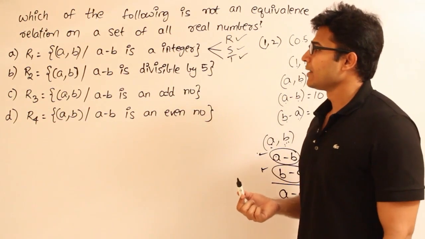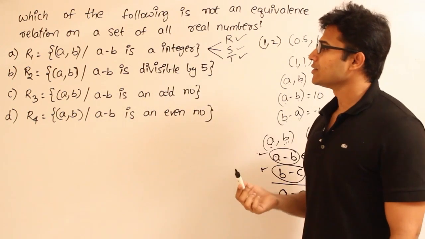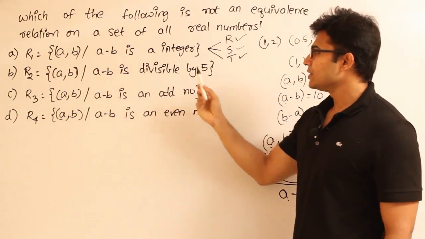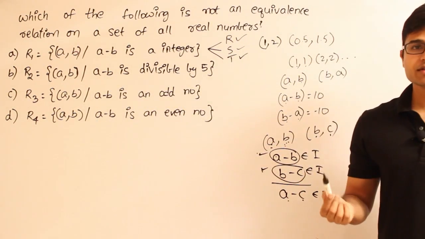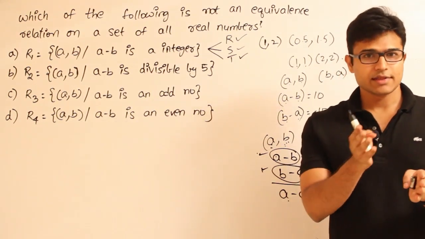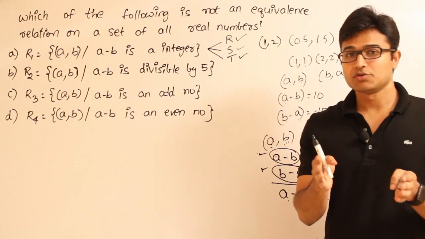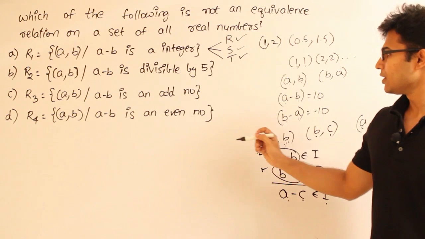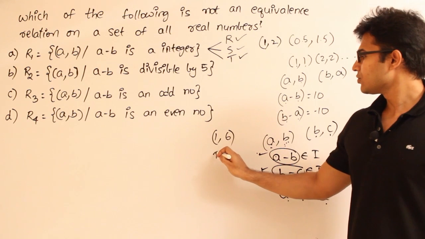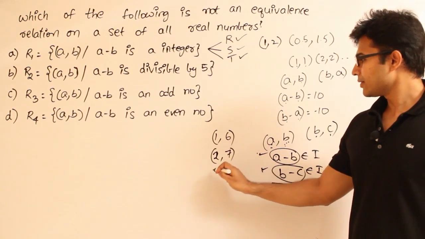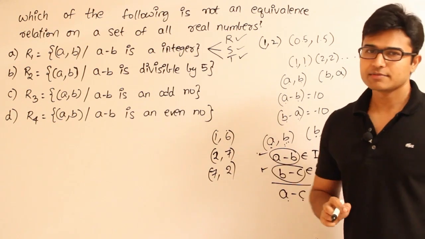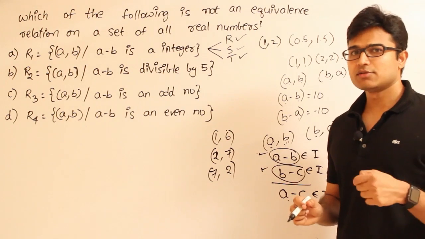They are saying that R2 is a relation in such a way that it contains a comma b only when a minus b is divisible by 5. So what is the meaning of it? Two numbers will be present as an ordered pair only when, if you take the difference a minus b, it should be divisible by 5. For example, you will have 1 comma 6, right? Or you will have 2 comma 7, right? Or you will have 7 comma 2, like this. Why? Because if you take a minus b, the difference is 5, so 5 is divisible by 5.